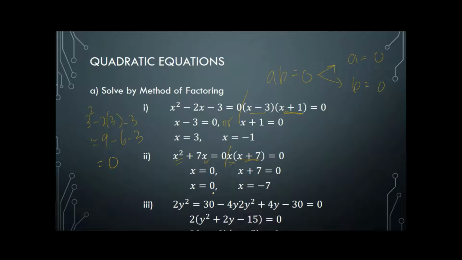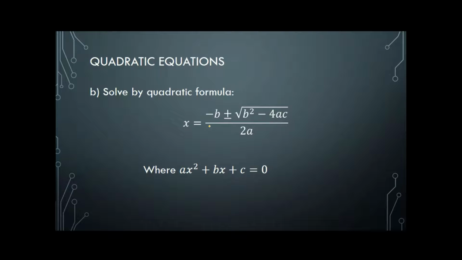So if the x is 0, of course x is 0 is one of the answers. And if x plus 7 is 0, then x equals negative 7 is another answer. Right, so this is the factorization method. Now let's move on to solving the quadratic equation by using the quadratic formula.